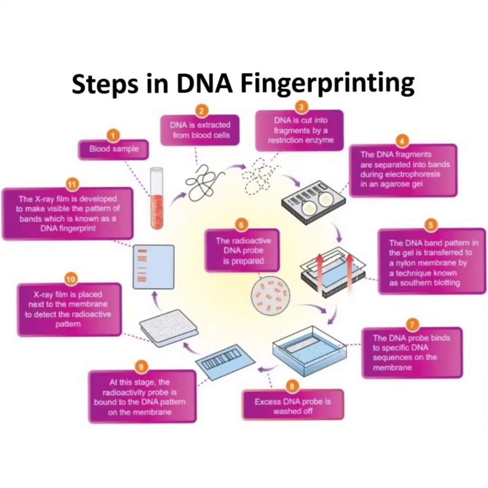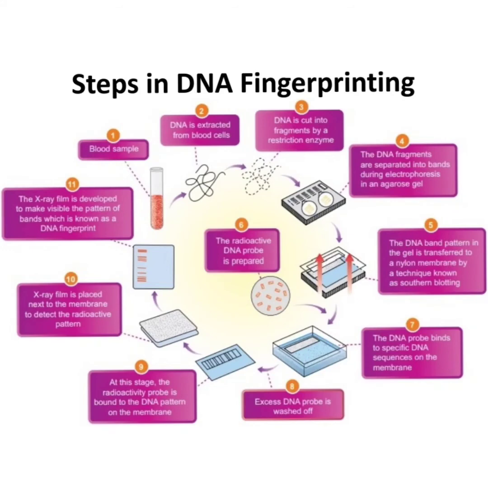To sum up the entire procedure, let us discuss with this image. The blood sample is taken which contains the DNA. DNA is extracted from the blood cells. DNA is cut into fragments by a restriction enzyme. The DNA fragments are separated into bands during electrophoresis on an agarose gel.